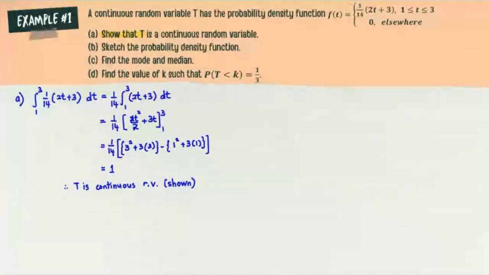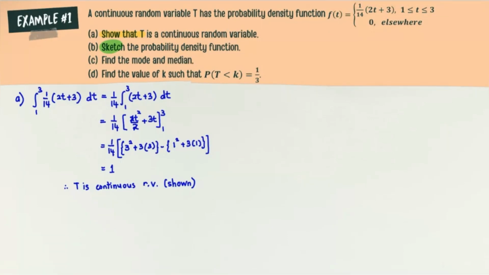Now let's look at B. Soalan B, dia minta kita sketch the probability density function. Okay, sketching untuk continuous dia tak sama dengan discrete random variable. Kalau discrete dia bentuk lilin kan, pacak-pacak tu untuk PDF. Kalau CDF dia bentuk tangga. Tapi kalau untuk continuous, kita kena lukis graph piecewise yang shape dia seperti inilah.